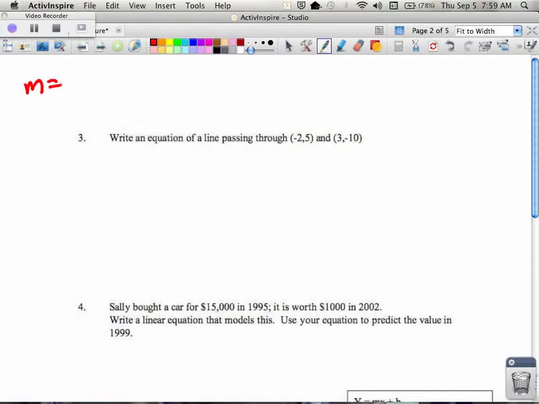So my slope m would be negative 10 minus 5 over 3 minus negative 2. Or in other words, negative 15 over 5 or negative 3. So the whole purpose of that was so I could use the point-slope form of a line. At this point, it doesn't really matter which point you use.